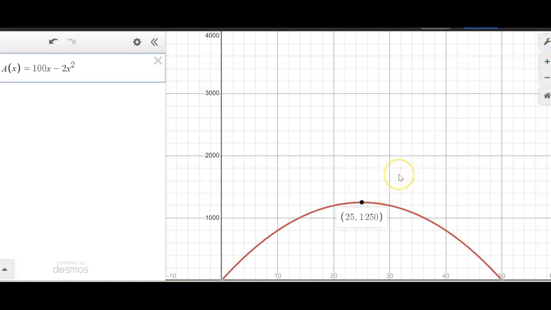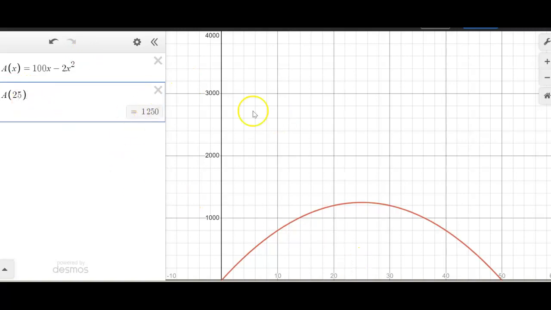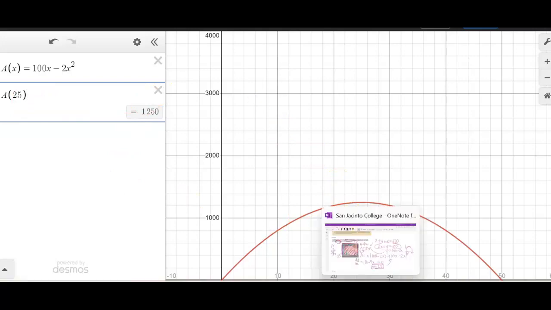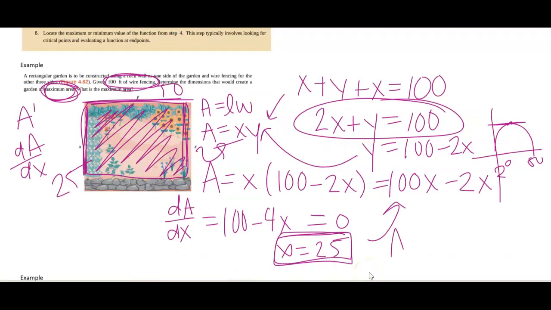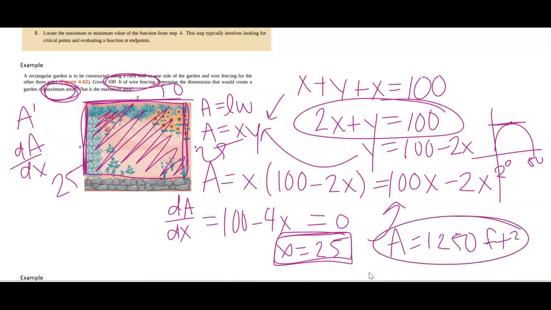And that max is going to be 1250, or you can plug in here A of 25 and it will give you 1250 there as well. And that's going to be in feet squared.